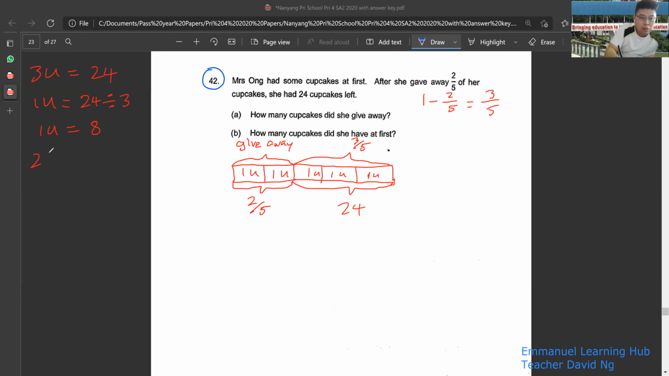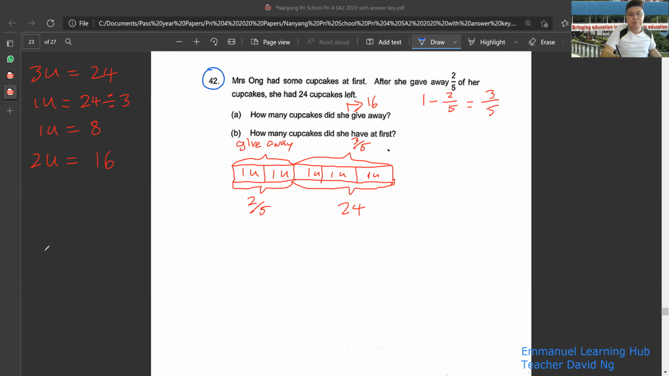2 units is? You know why I need to find 2 units? 16. Do you know why I need to find 2 units? No. You look at the model. Give away, right? Give away is how many units? 2/5, right? 2/5 is 2 units. So it's 16. Okay. How many cupcakes give away? 16. How many cupcakes did she have at first?